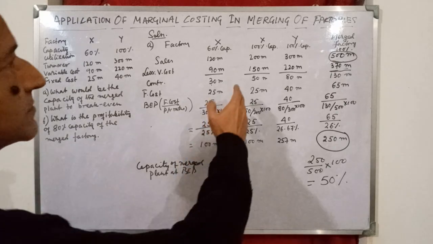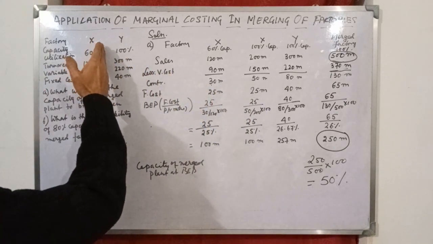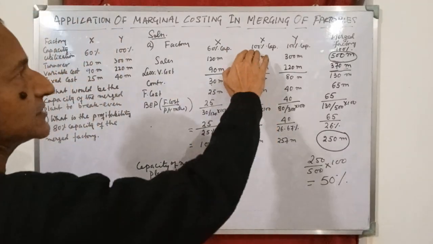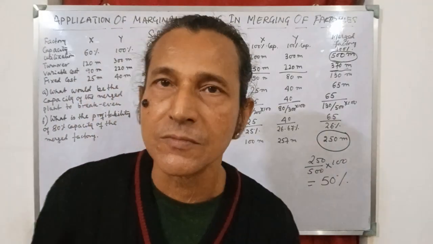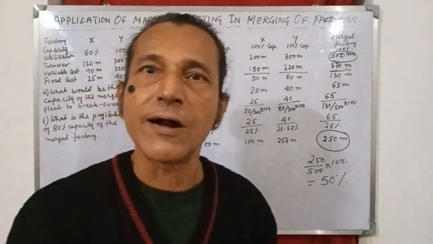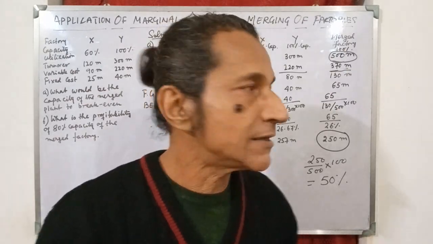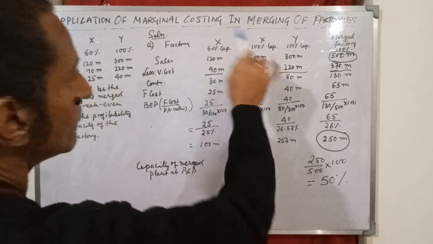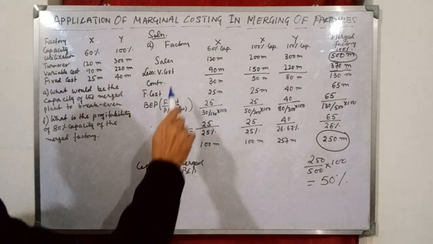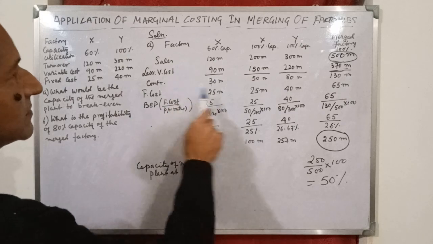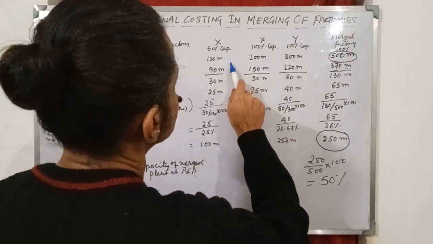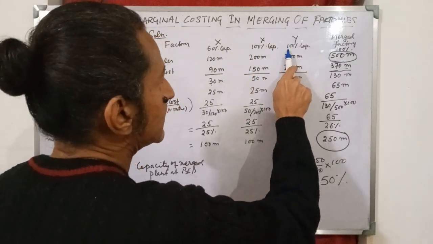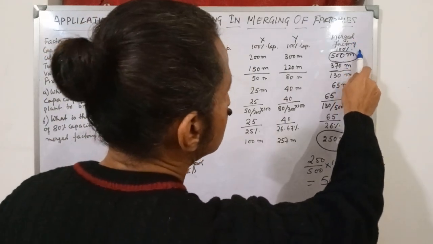So I have converted the 60% capacity of factory X into 100% capacity to bring X and Y on the same platform, so that the 100% capacity of the merged plant can be arrived at. So I have simply converted the 60% capacity into 100% capacity of factory X and computed sales, variable cost, contribution, etc. for X at 60%, for X at 100%, for Y at 100%, and for the merged factory at 100%.